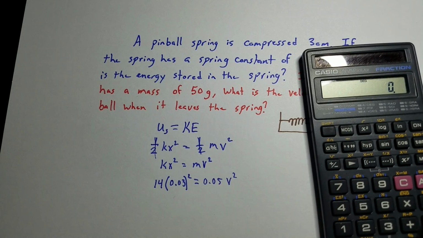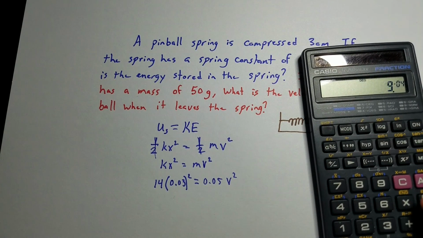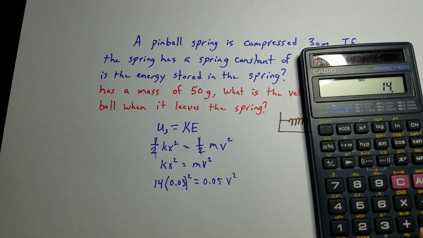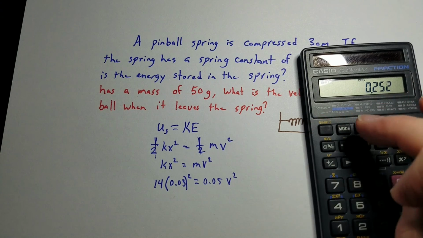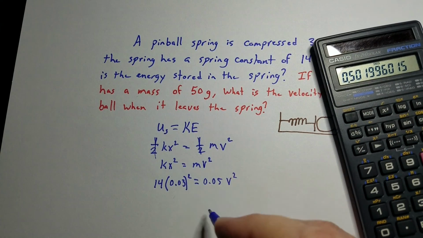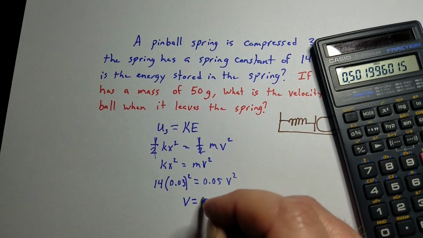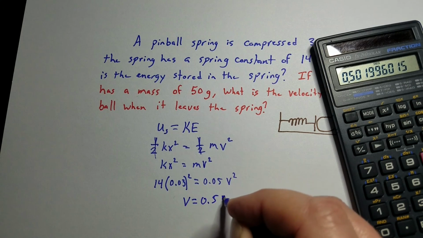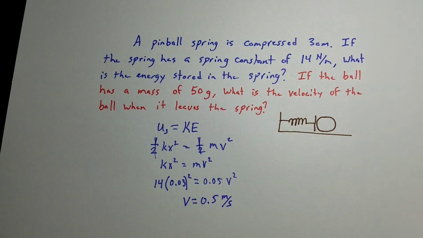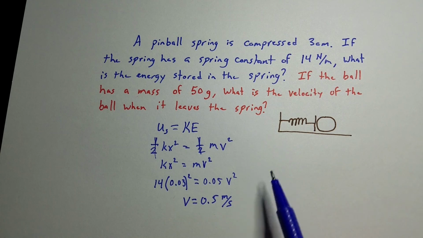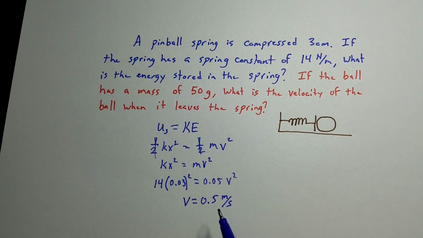So let's do a little plug and chug. So 0.03 squared times 14 equals, divide by 0.05. And then we've got to take the square root of that. And so this ball comes off with a speed of about half a meter per second. It seems a little bit slow. We probably should have had a higher spring constant because I'm pretty sure they come off faster than that. But that gives you a good example of how this works.